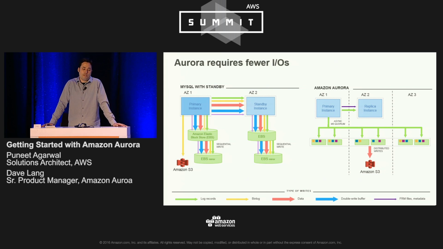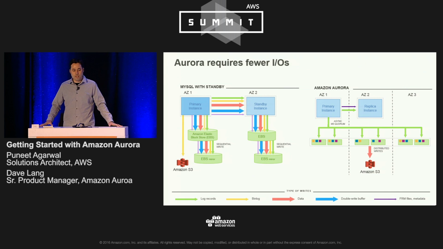So this graph is showing you I/O traffic that occurs within the database for MySQL on the left and Aurora on the right. And this is what happens when you write into the database. With MySQL, when you write, there's a lot going on. You have to write to the log records, you have to write bin logs, you have to write to the data itself, you have to write into the double write buffer. And I should clarify that this is a multi-availability zone or multi-AZ setup in both cases. So we have two instances, each in different availability zones. So with MySQL, we have a lot of stuff going on there.